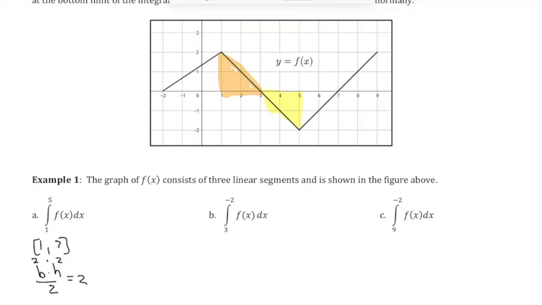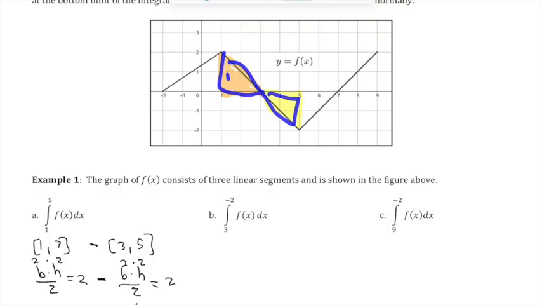And the next one is this area, but this is a negative area because it's under the x-axis. So we're going to subtract the area from 3 to 5. And so this is going to be minus, again, base times height divided by 2. The base is 2, the height is 2. And so this is also equal to 2. And so we're going to get 2 minus 2, which in this case is 0. These are the same areas. They are just opposite signs.